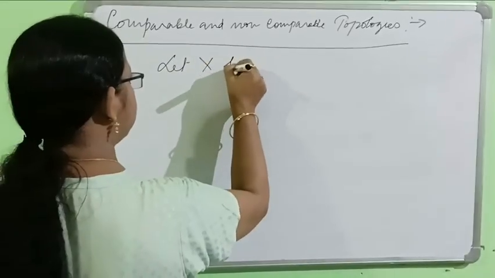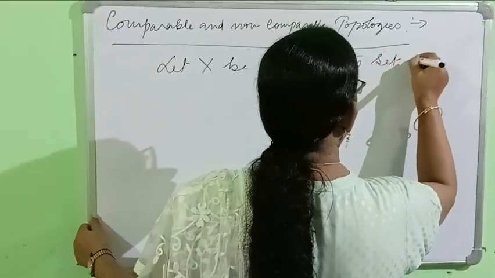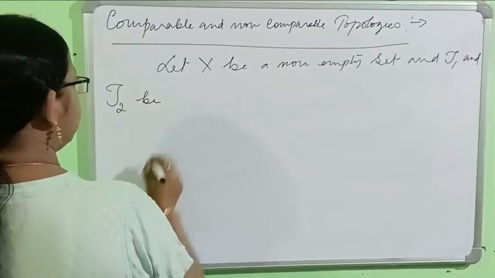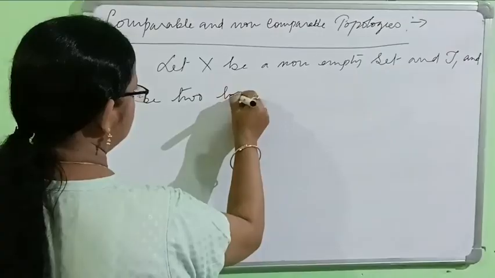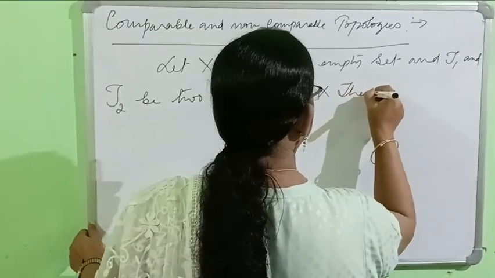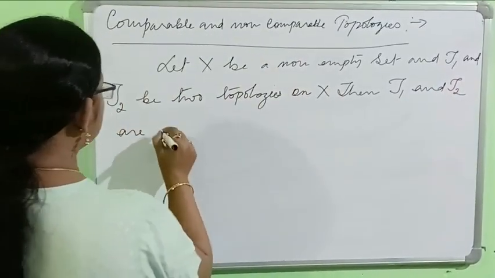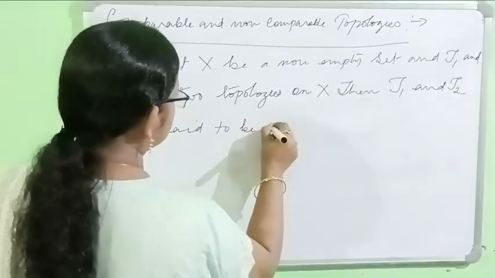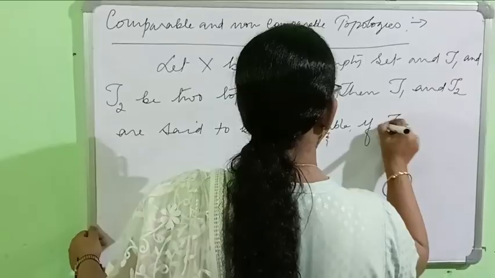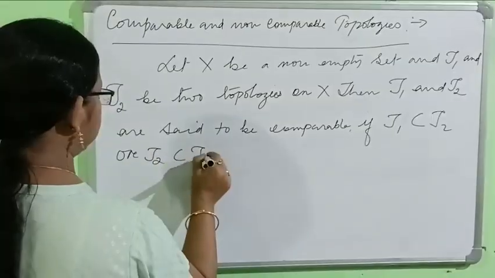Let X be a non-empty set and T1 and T2 be two topologies on X. Then T1 and T2 are said to be comparable if T1 is containing T2 or T2 containing T1.